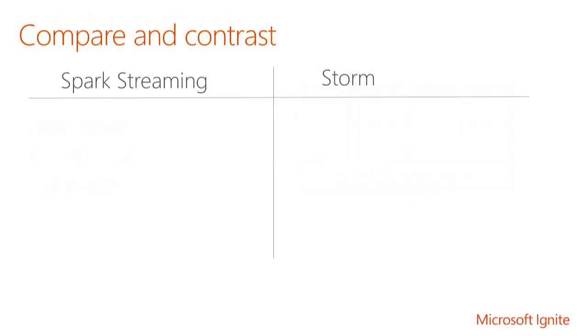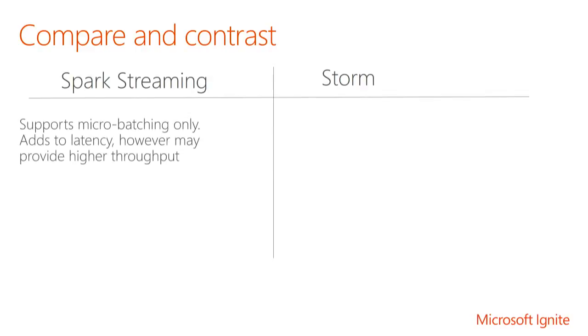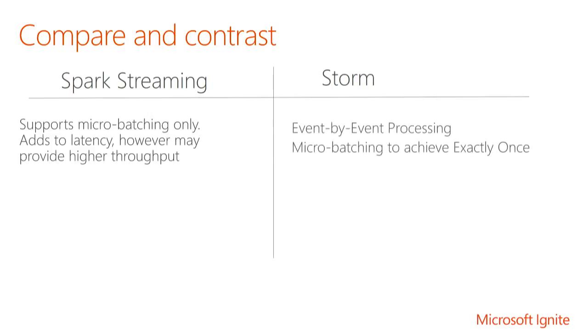So to sum up, if we were to compare and contrast Spark streaming and Storm, Spark streaming supports micro-batching only for all streaming scenarios. This adds to latency, but might lead to higher throughput. Storm, on the other hand, does event-by-event processing for everything but exactly once. If you have to do exactly once, we'll have to do micro-batching as well.